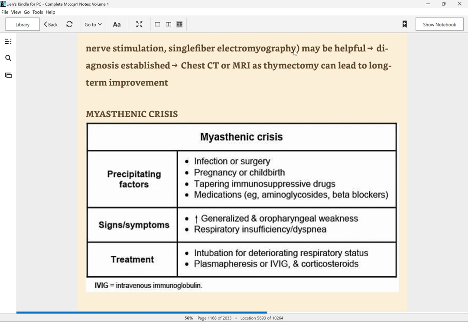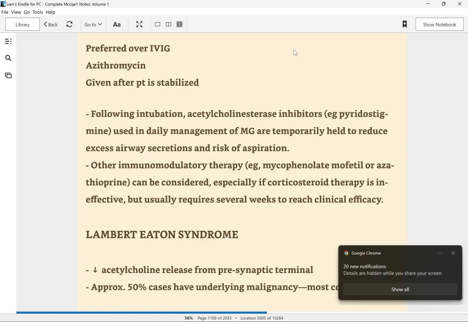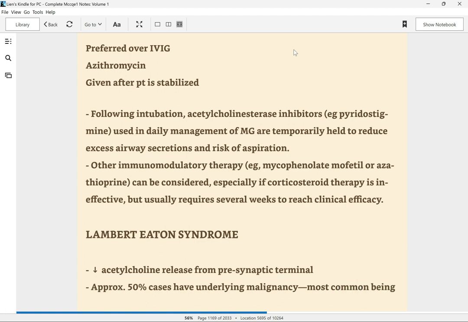Myasthenic crisis: plasmapheresis is preferred over IVIG, given after the patient is stabilized, following intubation. Acetylcholinesterase inhibitors, e.g., pyridostigmine, used in daily management of MG are temporarily held to reduce excess airway secretions and risk of aspiration. Other immunomodulatory therapy, e.g., mycophenolate mofetil or azathioprine, can be considered, especially if corticosteroid therapy is ineffective, but usually requires several weeks to reach clinical efficacy.